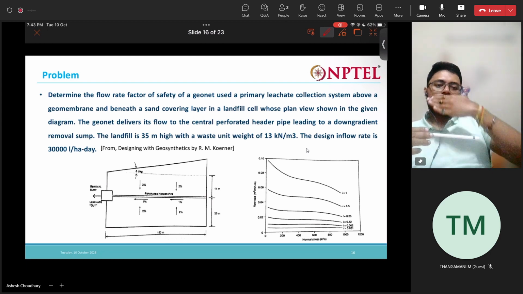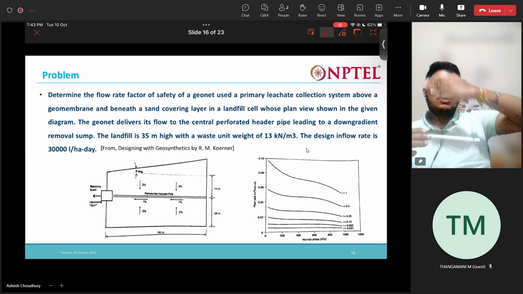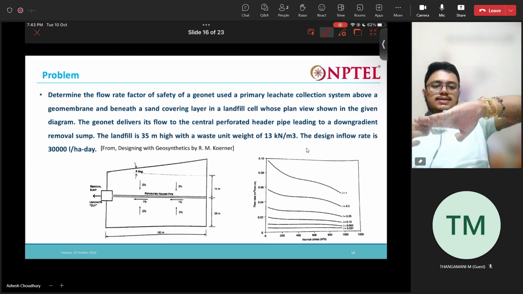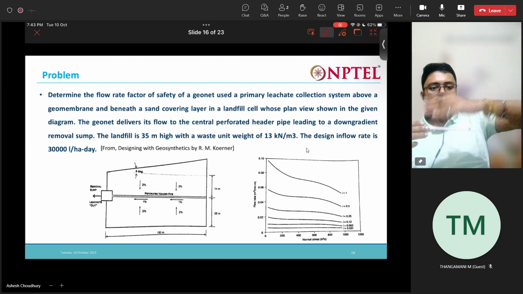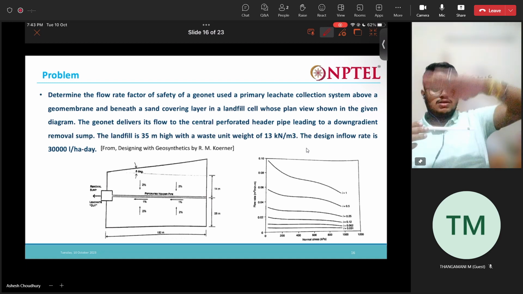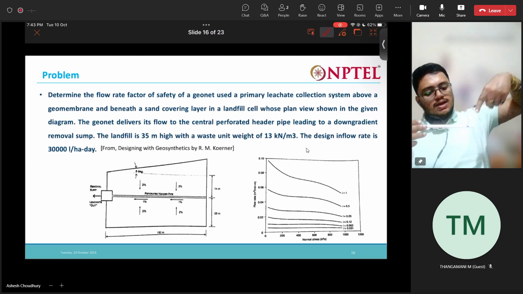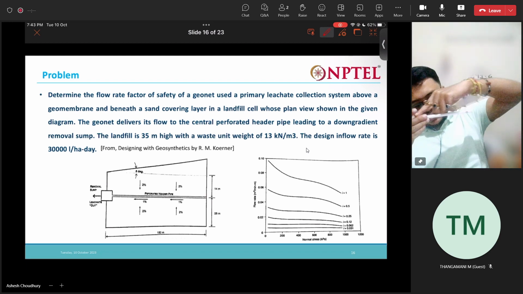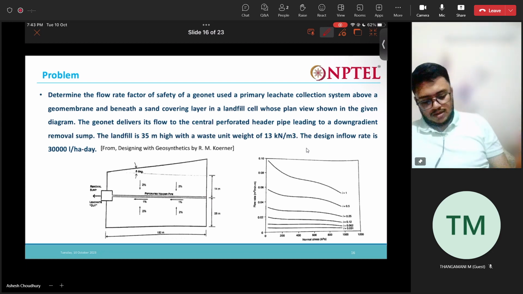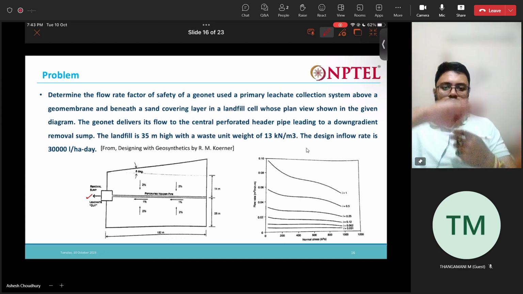The geonet is actually placed along these slopes. These 2% gradient slopes, along these slopes this geonet is placed. The geonet carries the leachate, the primary liquid leachate, along this slope, along this 2% gradient into the perforated pipe, and finally the perforated pipe drains it out to the removal sump here. So this geonet we are to check.